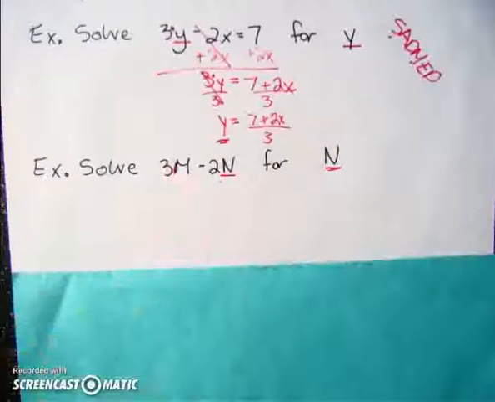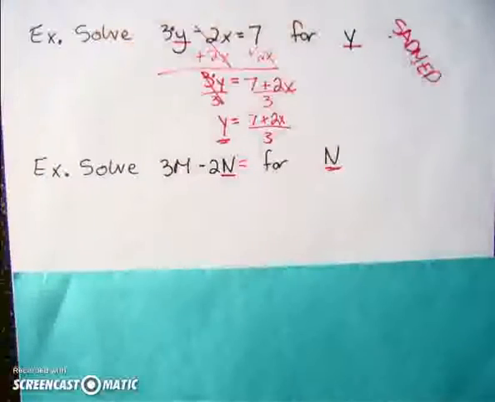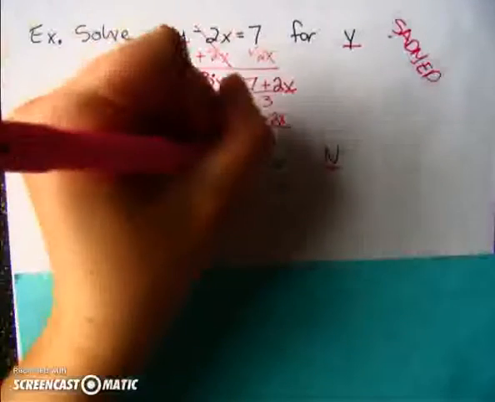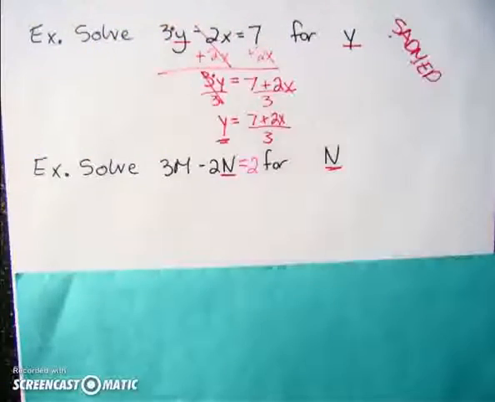So I am solving for n, which means that I'm going to get rid of this 3m and this 2. Actually, there's a problem here. I don't have an equal. This is not an equation. Whoa, Miss Lund, going too fast. Okay, never mind. 3m minus 2n equals 2. We're solving that for n.